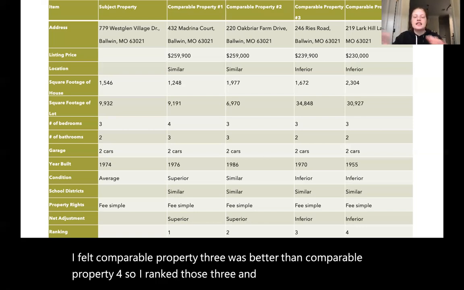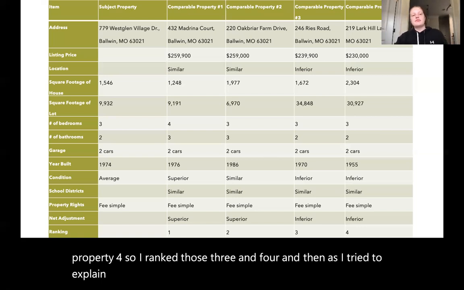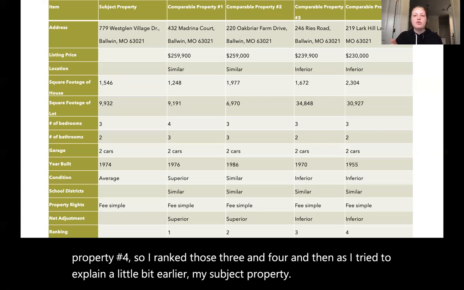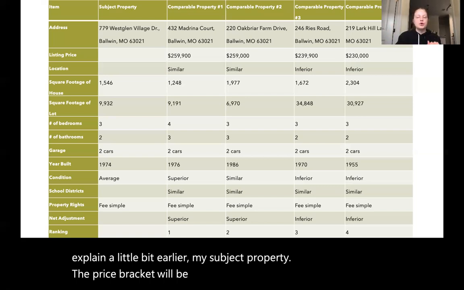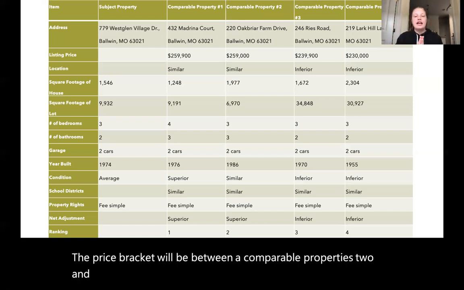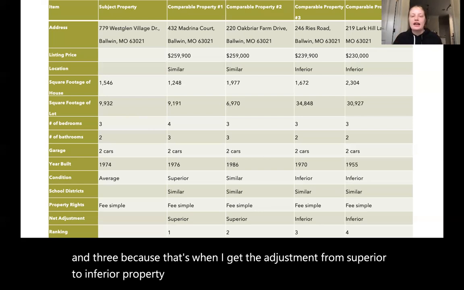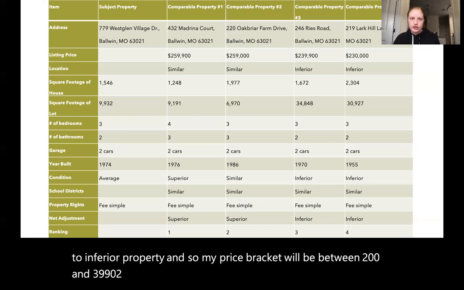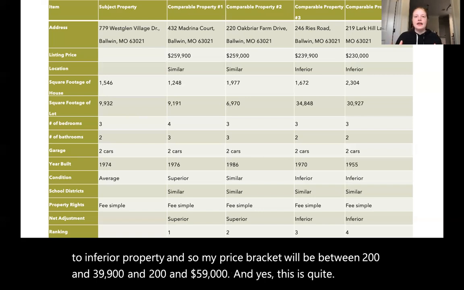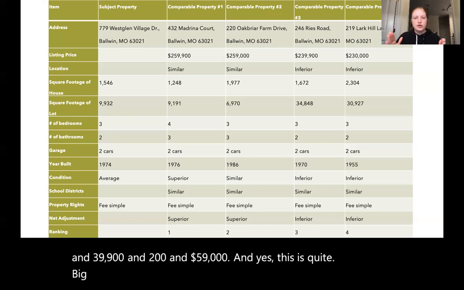And then, as I tried to explain a little bit earlier, my subject property's price bracket will be between comparable properties two and three, because that's where I get the adjustment from superior to inferior property. And so my price bracket will be between $239,900 and $259,000. And yes, this is quite a big gap between those two.